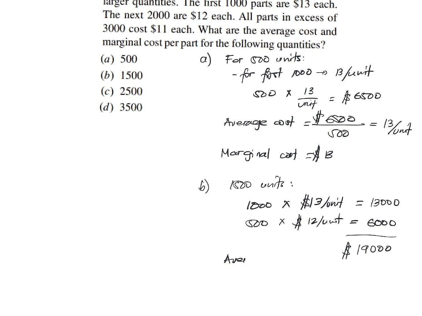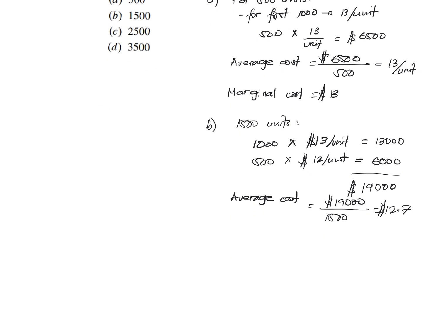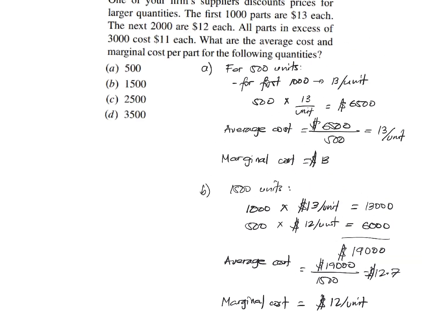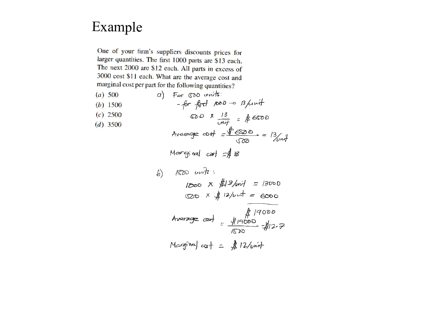19,000, giving us an average cost of $19,000 divided by 1,500 units. Okay, so 19,000 divided by 1,500 units will give us $12.7 per unit. So that's the average. The marginal cost, what is the equivalent cost for getting one more, is $12 per unit. Okay, so I hope that this example illustrates the definition for average cost and the definition for marginal cost. Okay, now let's look at another example here.